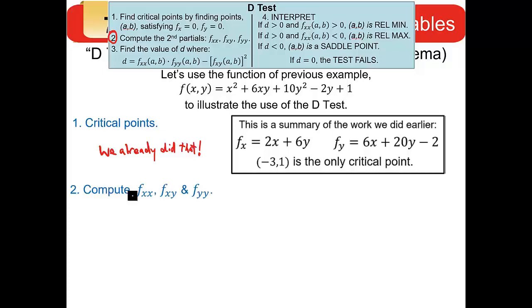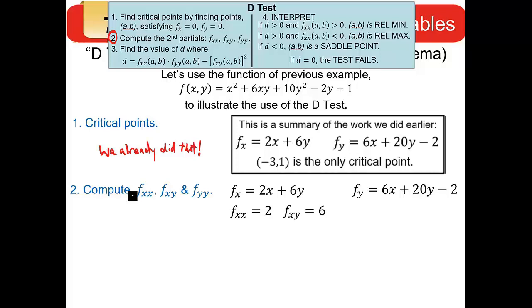Step 2 says to compute the second partials, at least 3 of the 4 of them. In order to get the second partials, you have to have the first partials. Luckily, we already did the first partials back in step 1, so I'll just write them down again. How do you take the partial of x with respect to x? In other words, the second partial xx, you hold y constant. So the derivative of 2x is just 2. If y is constant, then 6y is just a number and its derivative is 0.